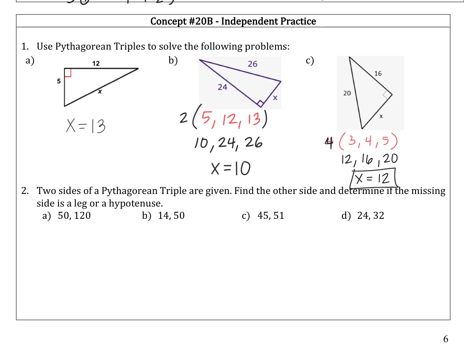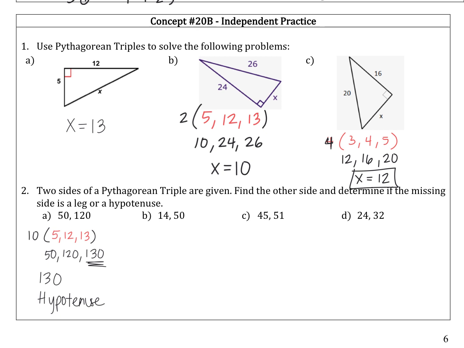Yeah, okay. So 5, 12, 13 is your basic one. And it gets multiplied by what? 10. Which would give you the 3 sides of 50, 120, 130. So which one are you missing? 130. So your answer is 130. Would it be a leg or a hypotenuse? Hypotenuse, because it's the longest side. This is why we love Pythagorean triples. It's just a little bit faster.